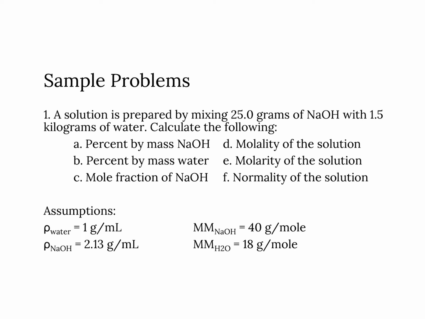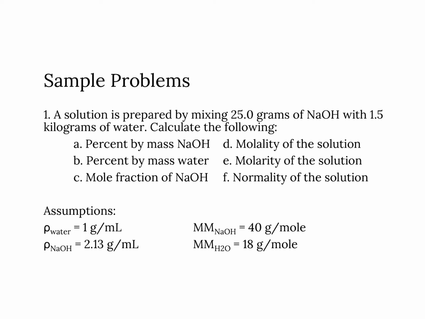water. So we are going to calculate the following. Letter A, percent by mass of sodium hydroxide. Letter B, percent by mass of water. And letter C, mole fraction of sodium hydroxide. Letter D, molality of the solution. And letter E, molarity of the solution. And letter F, which is the normality.